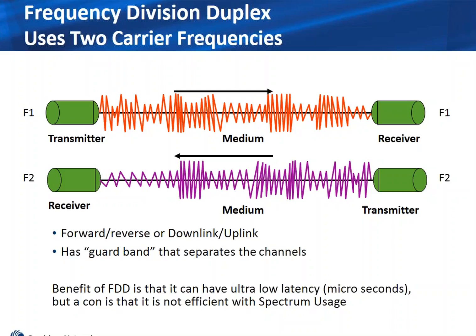But the real con with using an FDD type of solution is that it's not efficient with spectrum usage. As you can see here, I have to have a dedicated frequency for the transmitter and receiver in one direction path, and then a separate frequency for the transmitter and receiver in another path. And then I also have to have additional spectrum chewed up for this guard band that we talked about.